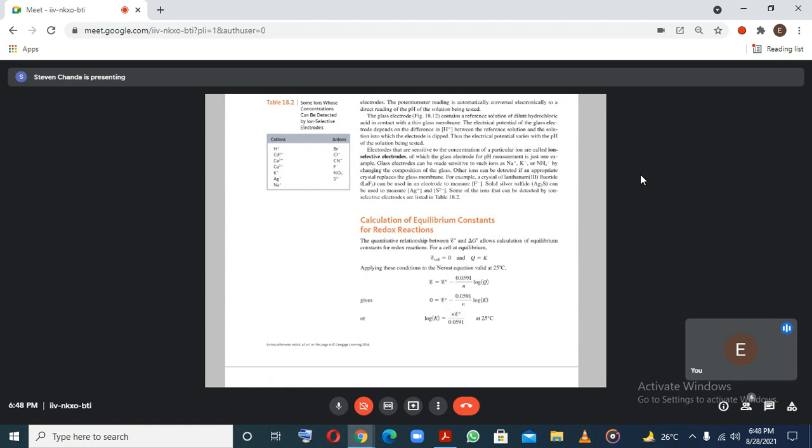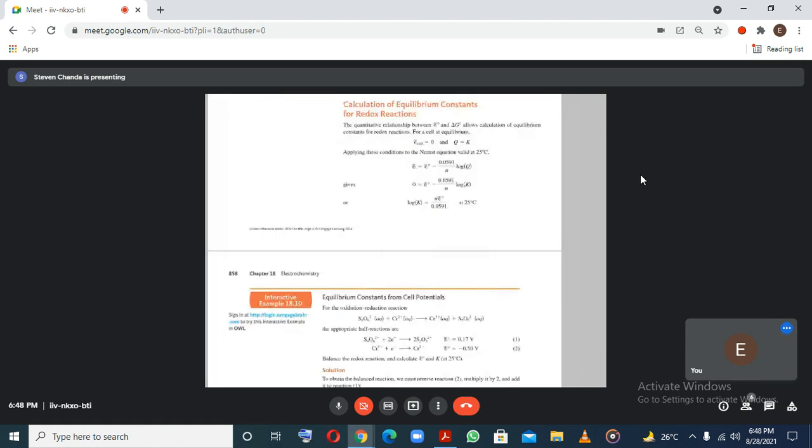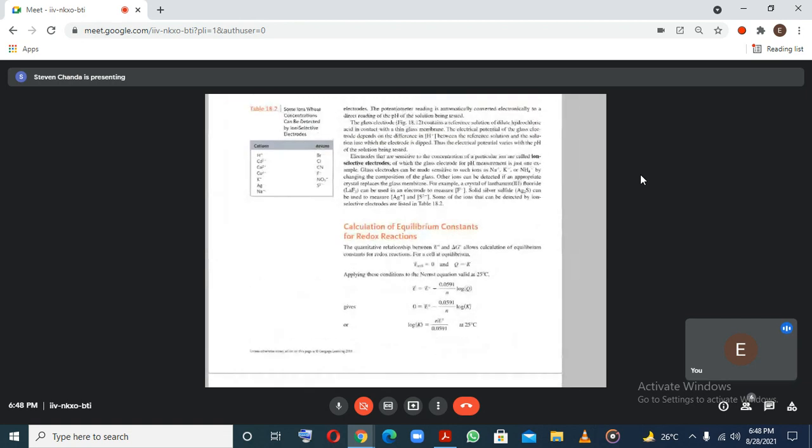Now, there is an important, interesting point that we have to look at, and this is the calculation of equilibrium constants for redox reactions.